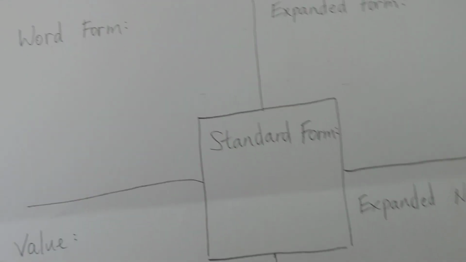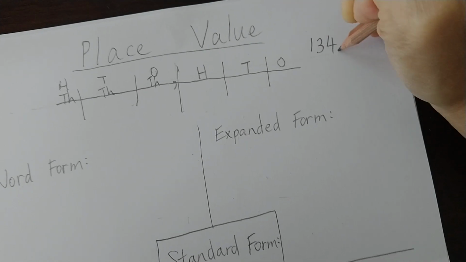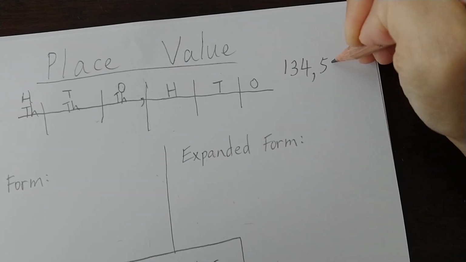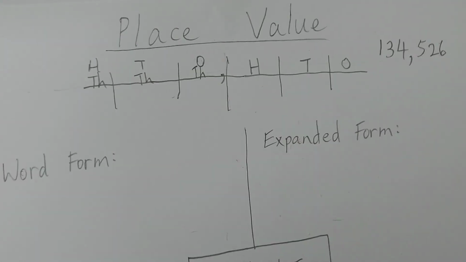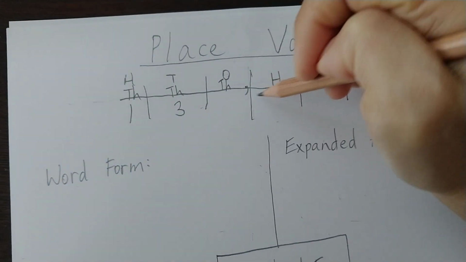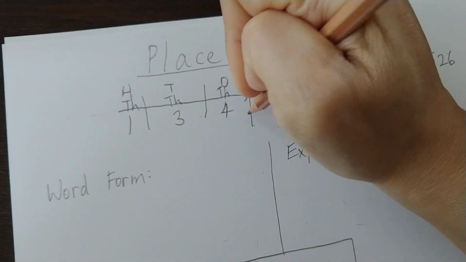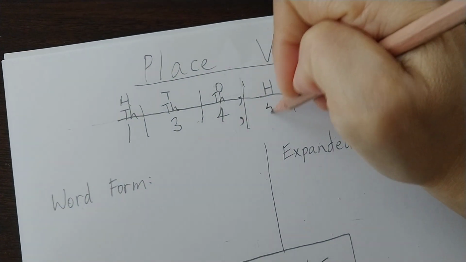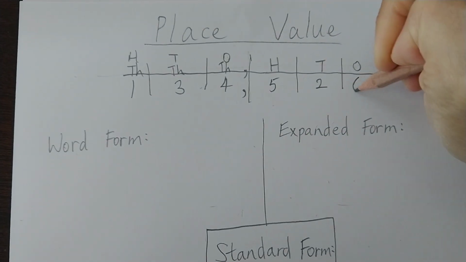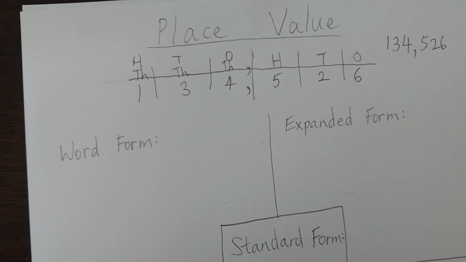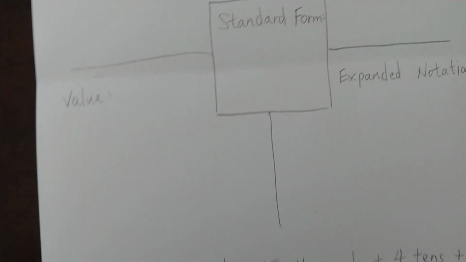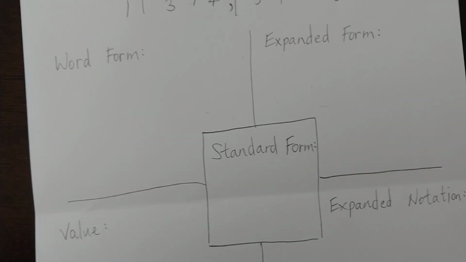So, for example, if my number is 134,526. If the students need to fill that number out in the place value chart, it will look like this: 100,000, 30,000, 4,000, comma, 500, 2 tens, and 6 ones. 134,526.